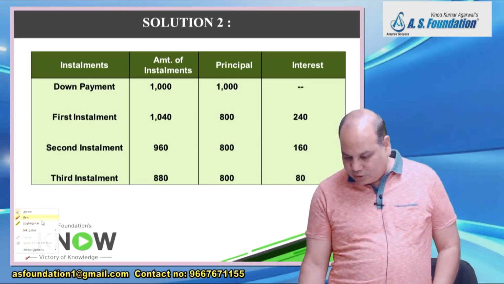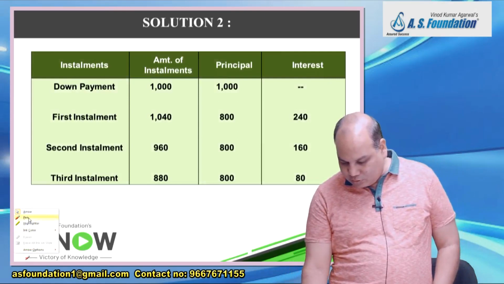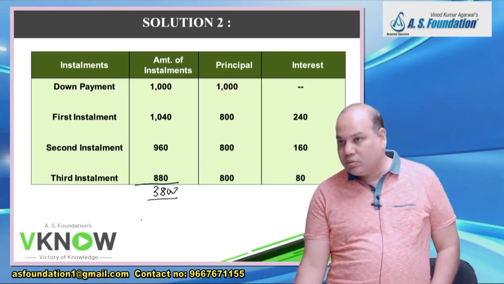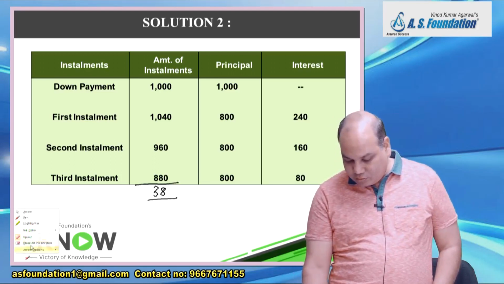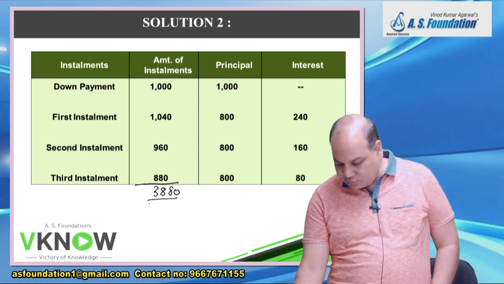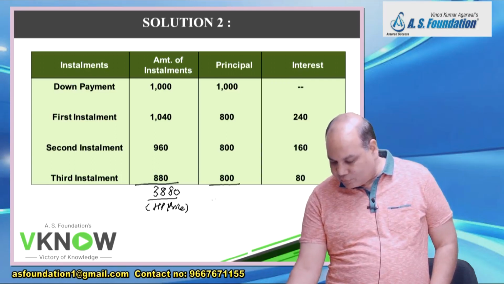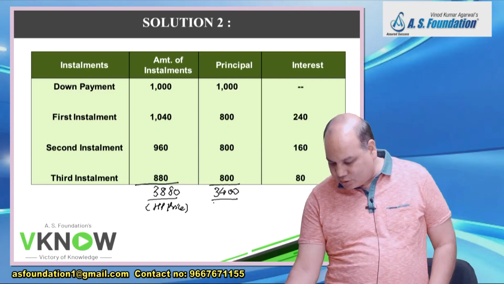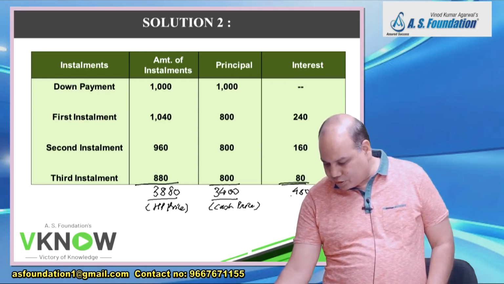Take total of all the columns. Total of the first column, anybody wants to answer? 3880. This 3880 is HP price. Take total of this. This is called cash price. And this is your total interest.